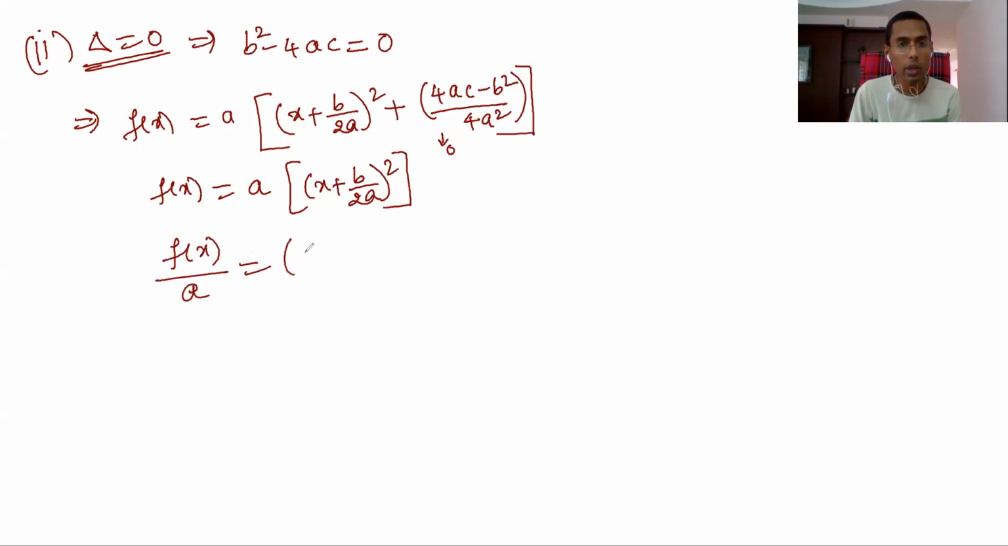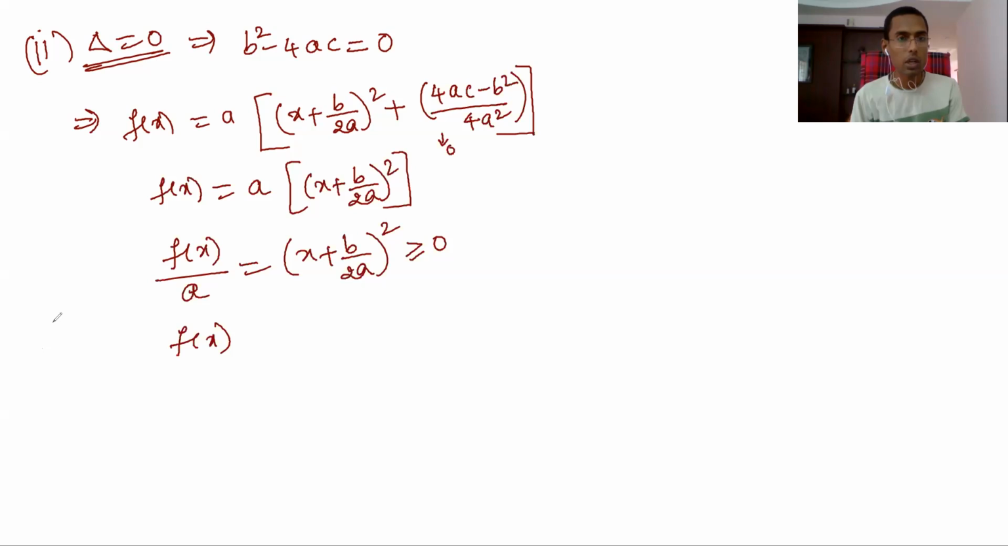Now this value I know, x plus b by 2a. That's the reason I am taking this side. So this value I know, either it is greater than 0 or it is equal to 0. When x equals minus b by 2a, it is 0. So now what I would like to say is, f of x and a will have the same sign for all x belongs to R except minus b by 2a.